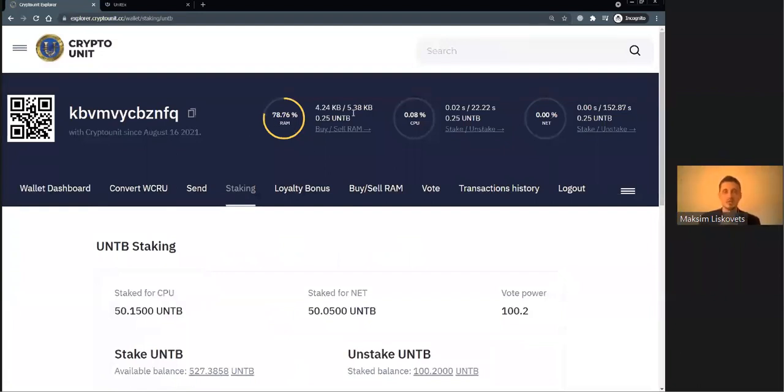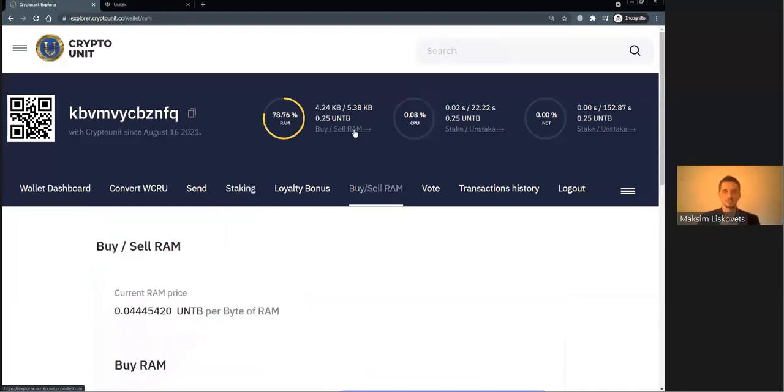So let me go back to the RAM here so that everything is clear. Some people do not fully understand what this number means and what this yellow semicircle means. It means that the memory of your wallet is loaded to this percentage. And for your wallet not to be used to its fullest memory capacity, you need to be tracking it. And if necessary, you buy more RAM. Let's see how you can do it.